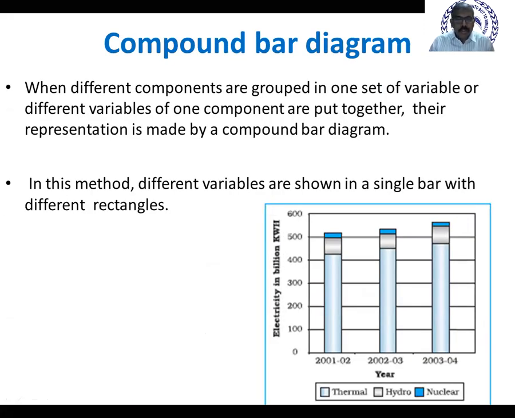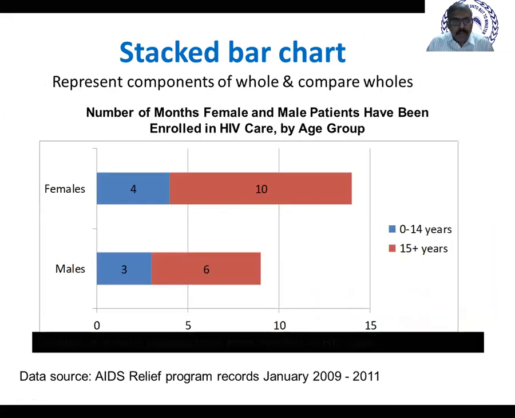Compound bar chart. So what does this mean? You can show different things in a single bar. Different variables are shown, so here in each year, 2001, 2002, each year, what are the different types of power, electricity made from thermal, hydro, and nuclear power. So how much was taken? In a single bar, we can show 3 different variables, and this is called a compound bar diagram. Okay. A stacked bar diagram is also a compound bar diagram. You do it in a stacked bar chart.